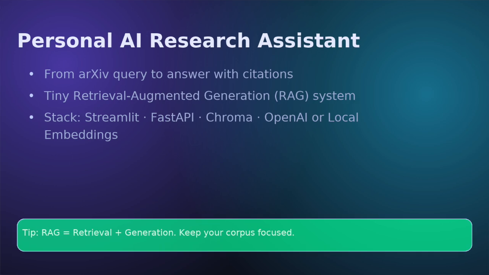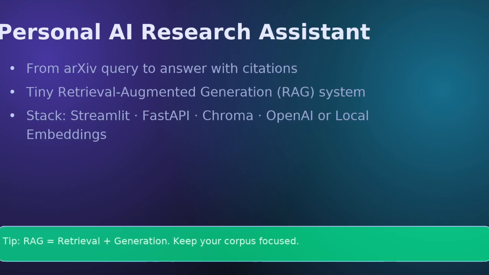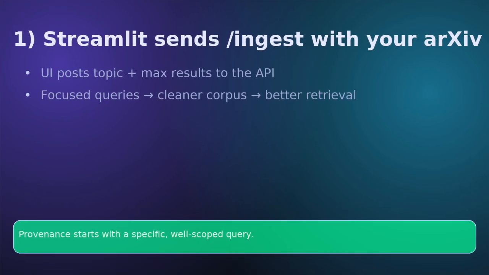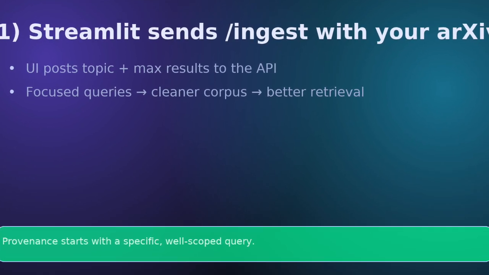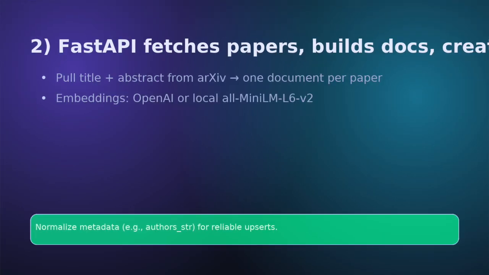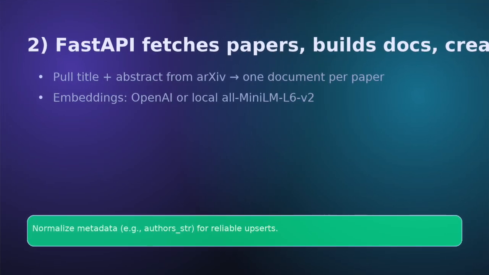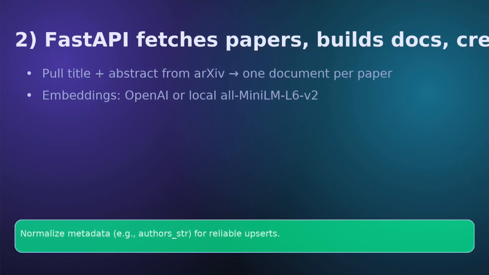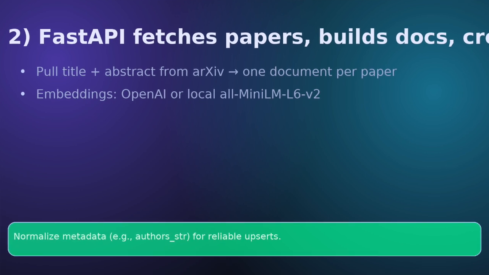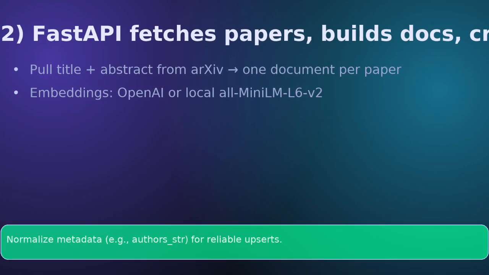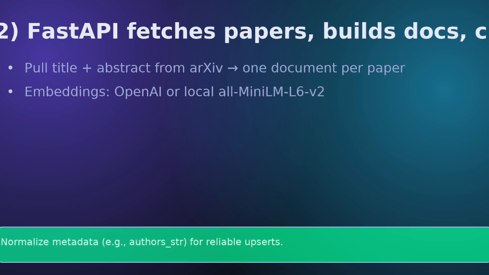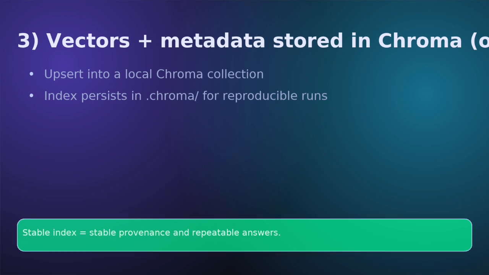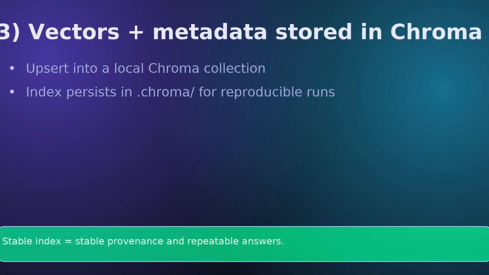The architecture is a very standard retrieval augmented generation flow. First, Streamlit, our front end, sends a /ingest with our arXiv query. Next, FastAPI, our backend, fetches matching papers, builds documents from title and abstract, and creates embeddings, either OpenAI or all-MiniLM-L6-v2 locally. Those vectors and metadata go into Chroma on disk, so the index persists.